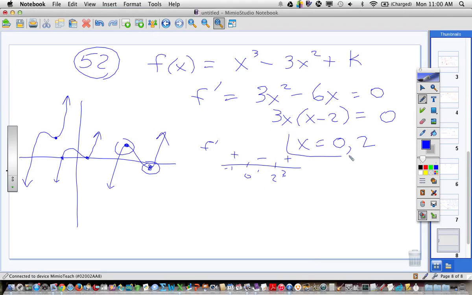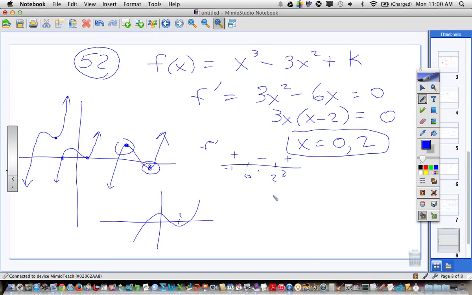Now, what do you do? Okay, that's where the local max and mins are. So I could actually draw my graph of this. I know I'm going to have a local max at the x-axis, and my local min is going to be here at 2. I need to plug them into the original, right? Because what do I want to have happen? I want to know when they land right on the x-axis.